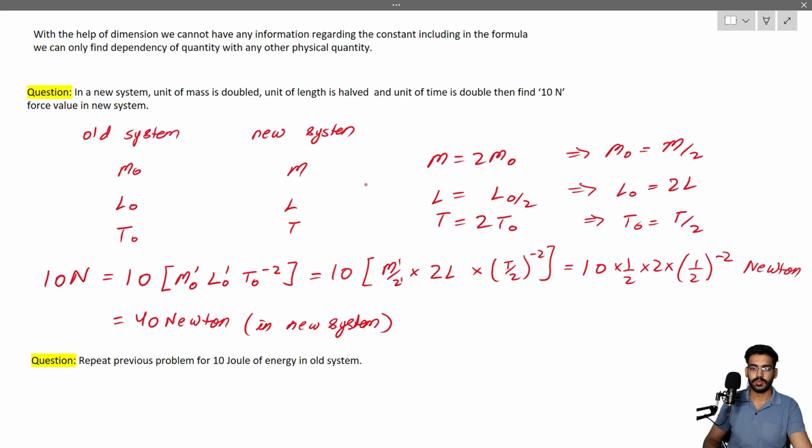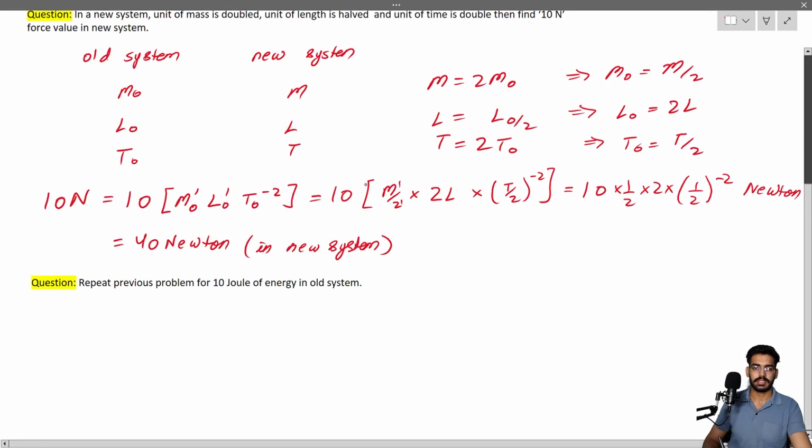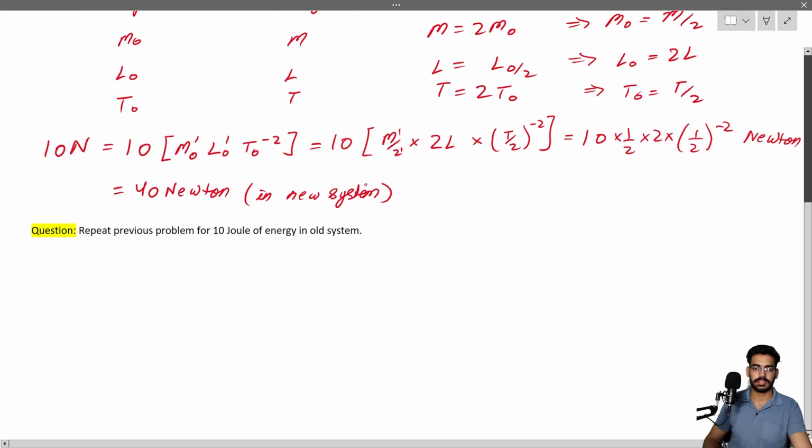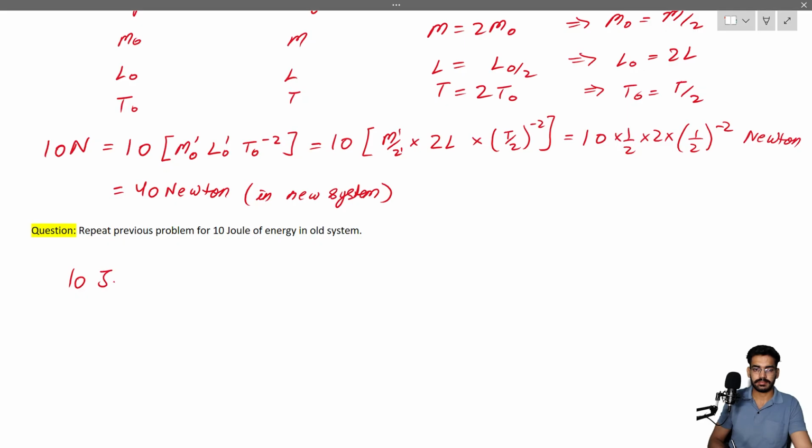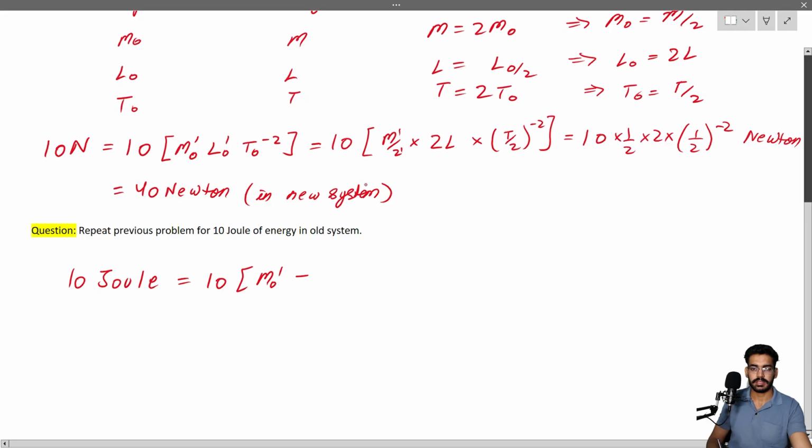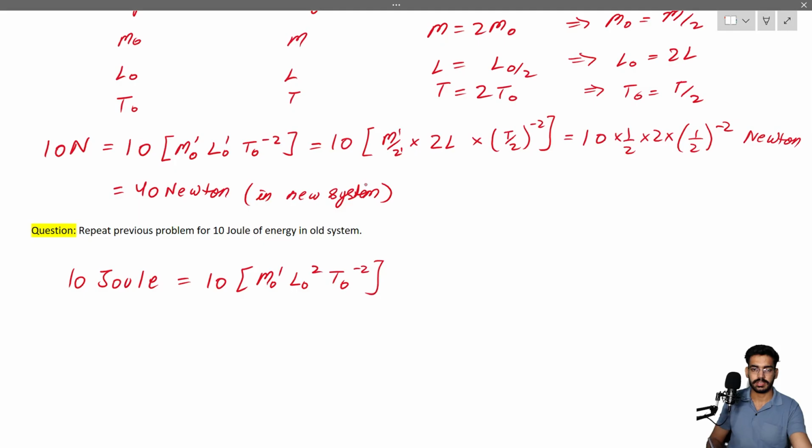What we did is we moved from the old system to the new system. The remaining M, L and T to the power minus 2 is known as Newton, right? I hope this is clear. Now we are going to see the same thing with joules. So 10 joules. Joule we know is work done, so 10 m naught 1, this is for the old system, then L naught to the power 2, T naught to the power minus 2. This is for joule, right?